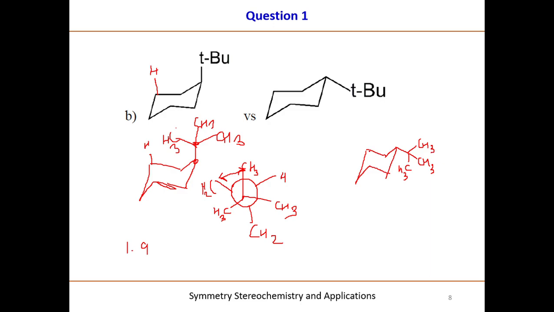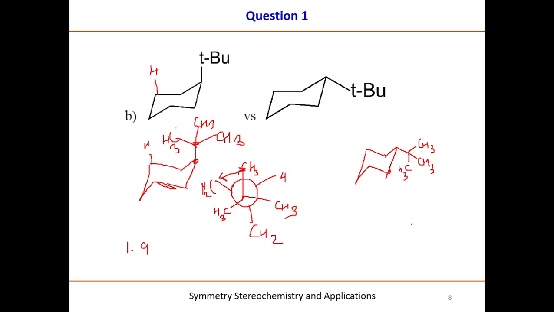Here we have not observed 1,3 diaxial interaction, but only the Gauss interaction between the CH3 and methylene group. 1, 2, 3, 4. This carbon and this CH3 have Gauss interaction between these two groups. And here 1,3 diaxial interaction is not there. That's why the energy is less compared to the axial tert-butoxy group.